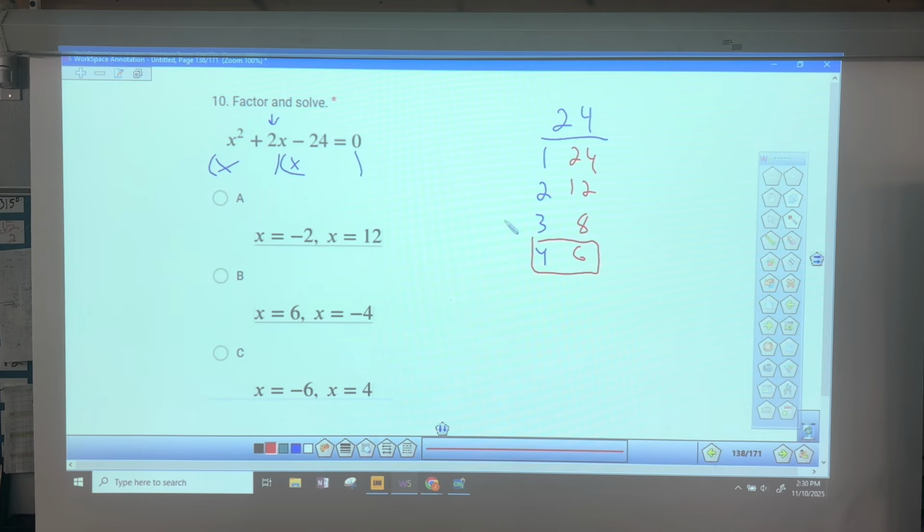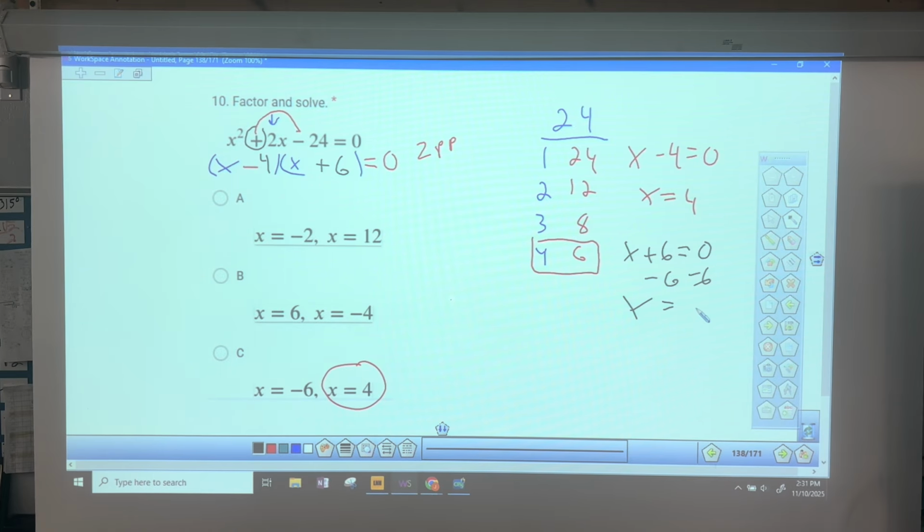So I'm going to place my 4 and my 6, and notice 6 is much larger than 4. So our middle sign will go with the 6, the larger number. Now to figure out what this sign is, a positive times a negative is a negative. There's our two factors. Now we have to set each factor equal to 0. This is called the ZPP, the zero product property. So if I let x minus 4 equal 0, x is going to equal 4. If I let x plus 6 equal 0, I subtract over 6, x equals negative 6. So there's our answer, negative 6 and 4.